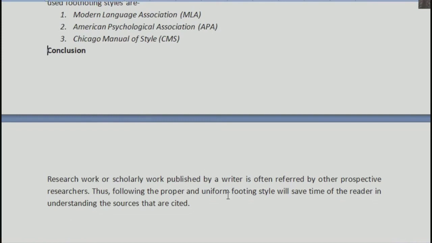Thus, following a proper and uniform footnoting style will save the reader's time in understanding the sources that are being cited. Footnotes are used so that people know about the citations that we have given. When it serves the purpose, it is of use, right? I should not give them only for namesake. They should be of use to other people also. So that is the main reason why we give them. Basically, in conclusion, we are just giving our opinion or concluding the entire thing which we have discussed. So you can simply write like that.